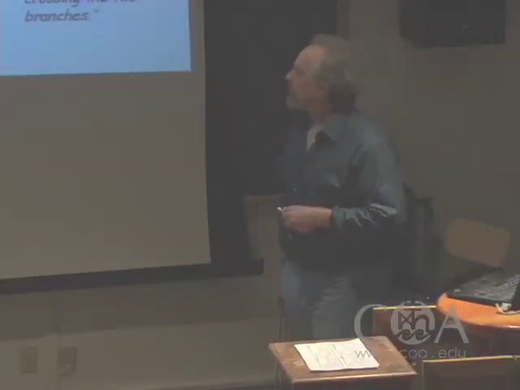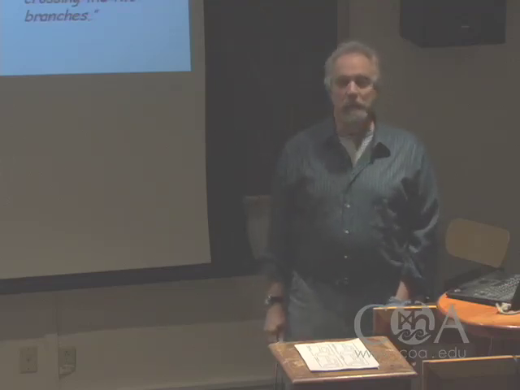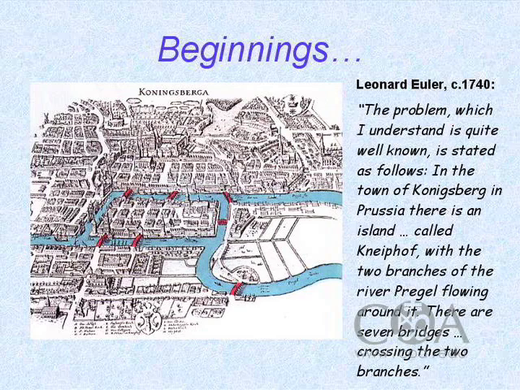Okay, so where did this stuff all come from? It's popularly considered that the field of topology, although it wasn't named topology at that time, started in the mid-1700s when Leonhard Euler was presented with the Konigsberg Bridges problem. So here's a picture of the town of Konigsberg, and in writing up his work on the problem, Euler said, "The problem, which I understand is quite well known, is stated as follows. In the town of Konigsberg in Prussia, there's an island called Kneiphof, with the two branches of the river Pregel flowing around it. There are seven bridges crossing the two branches." So we can see that here. We see the branches of the river and seven bridges.